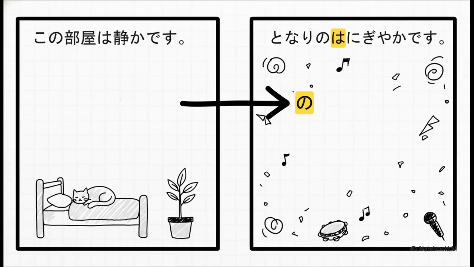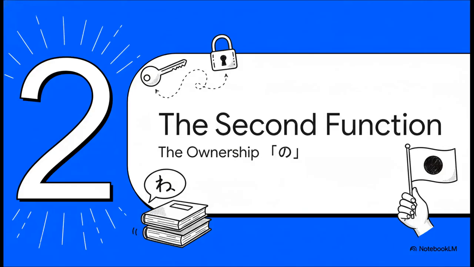And just to show you it works with na adjectives too, check this one out. We're talking about a heya, a room. It's quiet. But the one next door, instead of saying the full tonari no heya, you just say tonari no. It means the one next door. So simple, so clean. All right, on to function number 2.